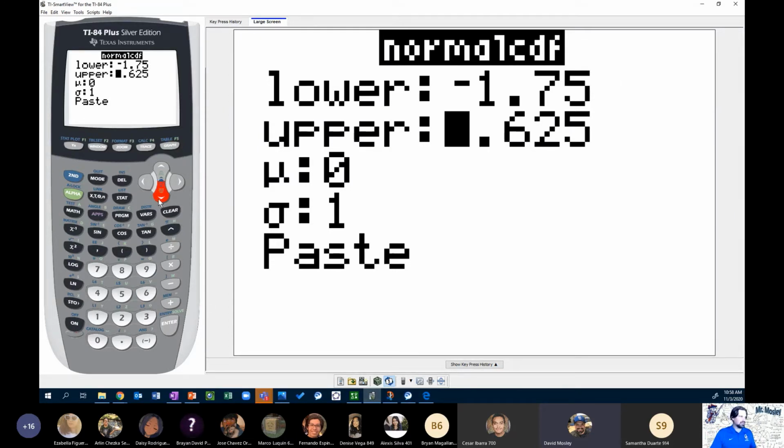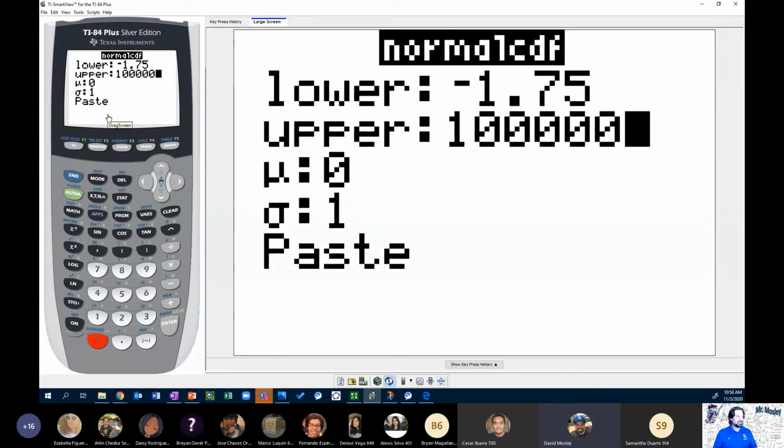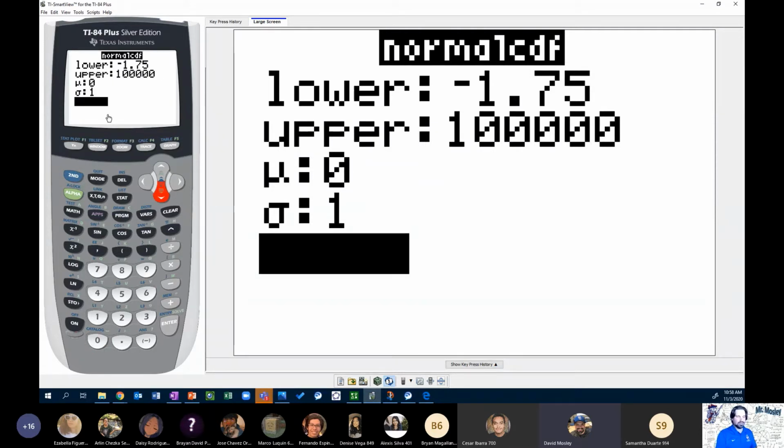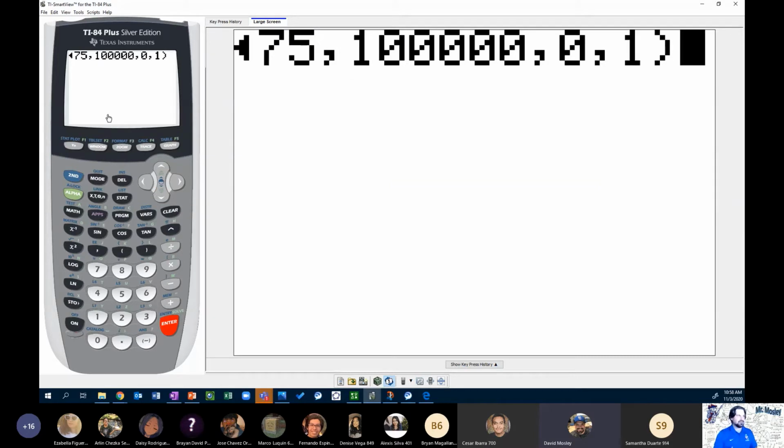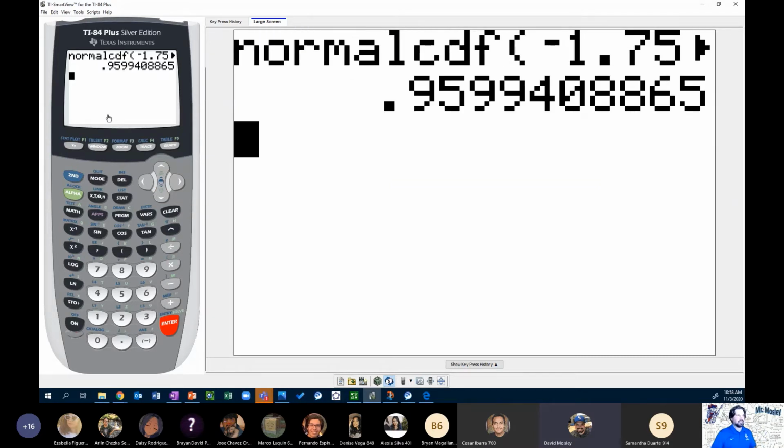For the upper bound, I'm actually just going to use an unreasonably large number to make sure I don't leave anything out because I don't have essentially a cutoff on the upside. I just want everything greater. So an unreasonably large number for this data set. Since this is a standardized score, we use the mean of 0 and standard deviation of 1. And we will hit paste and hit enter. It puts it into my normal calculation area and hit enter again. And we get 0.95994, and this whole big decimal.